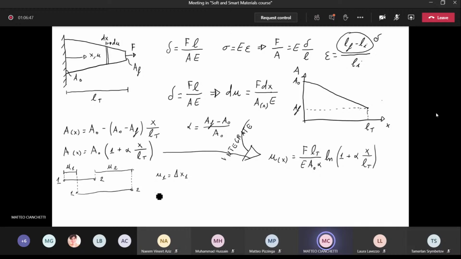So if you have the two positions of point 2, so x2 before and x2 after the deformation, the difference between these two coordinates gives you the displacement, u2. Once you have the displacement of each node that is composing the element, you can compute also the deformation. And the deformation is simply the difference between the displacements. Okay?